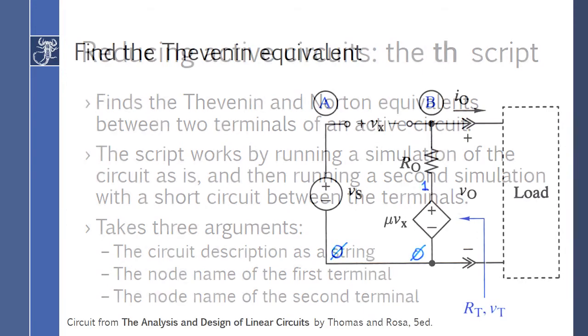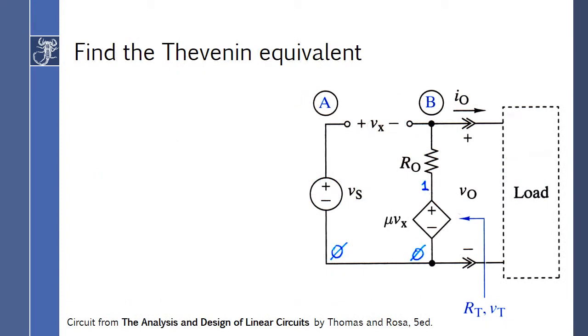For example, consider this circuit. We are asked to find the Thevenin equivalent as seen between the terminals connected to this load. So since it has an independent source, we will need to use the TH tool instead of the equivalent resistance tool.